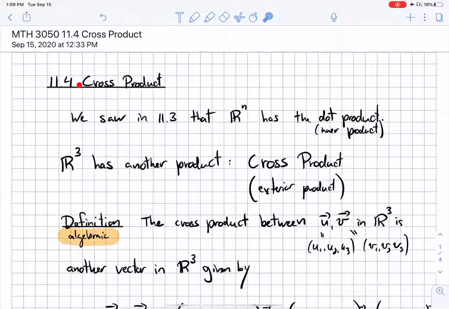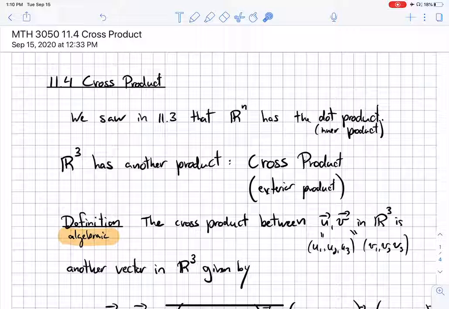For section 11.4, the cross product. So we saw in the last section that in R^n, so R2, R3, or the n-dimensional space in general, we can define the dot product. And sometimes this is also called the scalar product or the inner product.